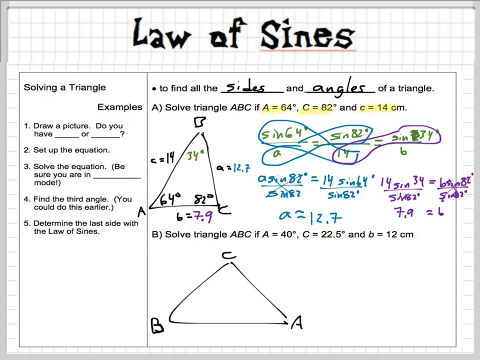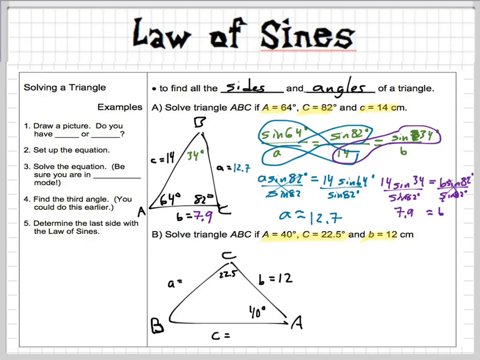Now let's label our stuff. A is 40 degrees, so I'm going to put 40 degrees right here. C is 22.5, right here. And then the last one is lowercase b, which is 12. Where's lowercase b? I guess that would be right here. So that's going to be 12, because the uppercase B is opposite right there. And so this is going to be C, and this is going to be lowercase a.